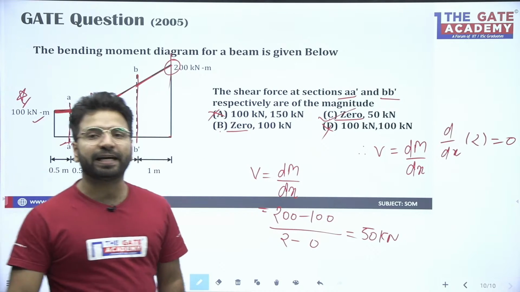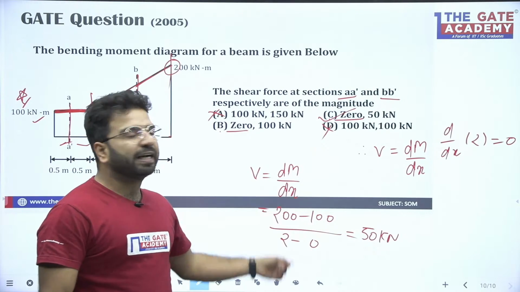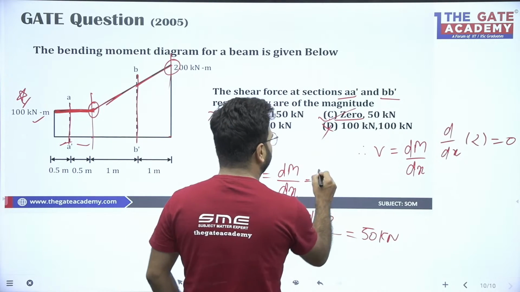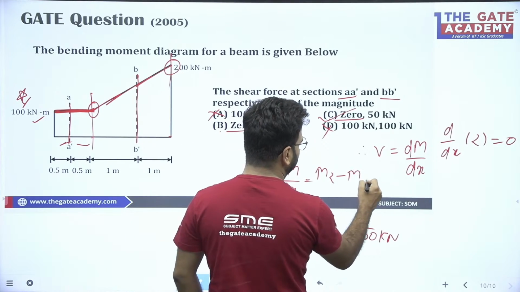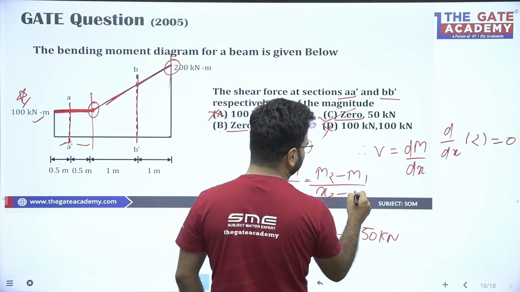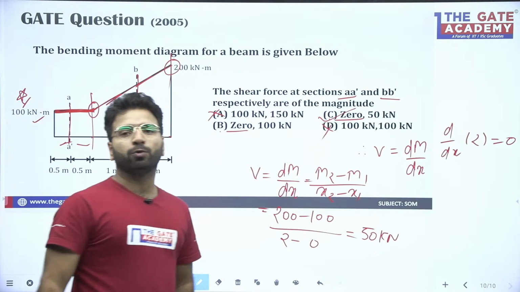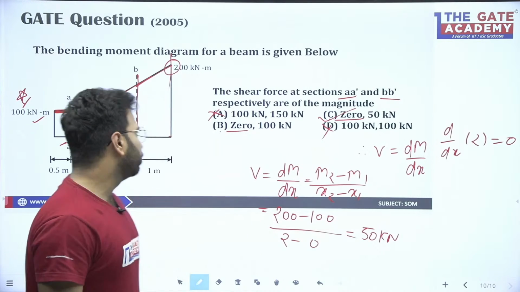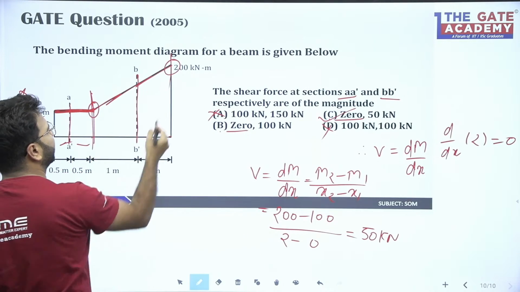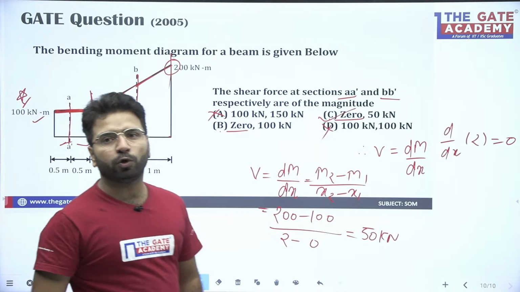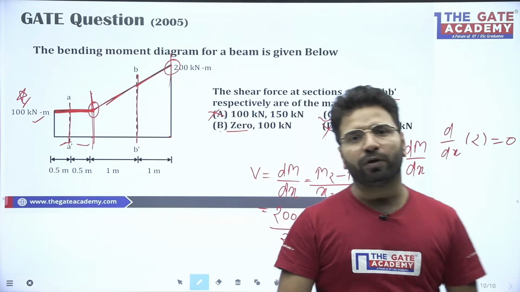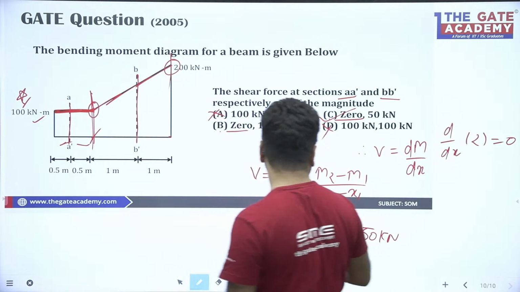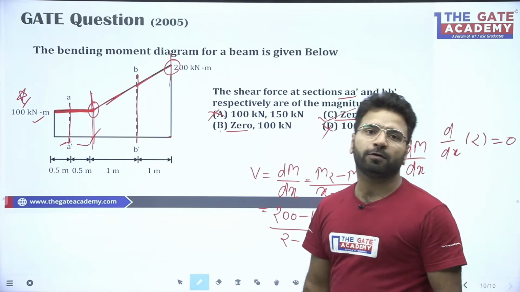Option C is correct. Why am I writing like that? Because it's dM by dx, which means M2 minus M1 upon x2 minus x1. We needed two sections where bending moment is known and distance is known. You can see here bending moment is 100, here 200, that is known to you. So M2 minus M1 upon x2 minus x1. Here the distance, let us say 0 and this is 2. So 200 minus 100 upon 2 minus 0, it will be 50.